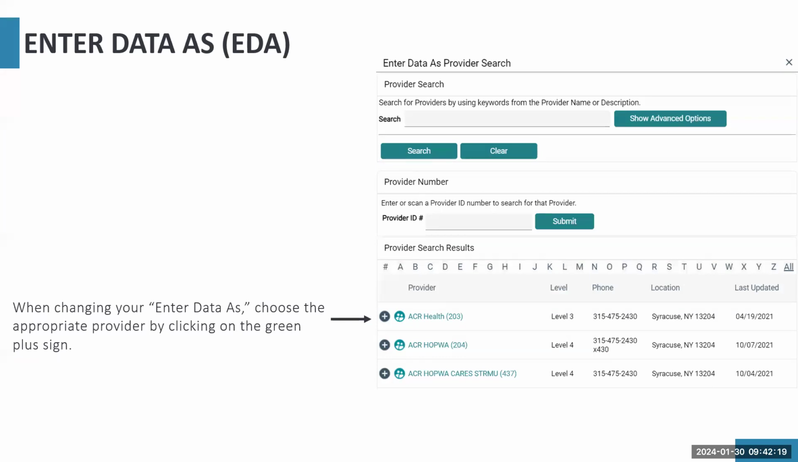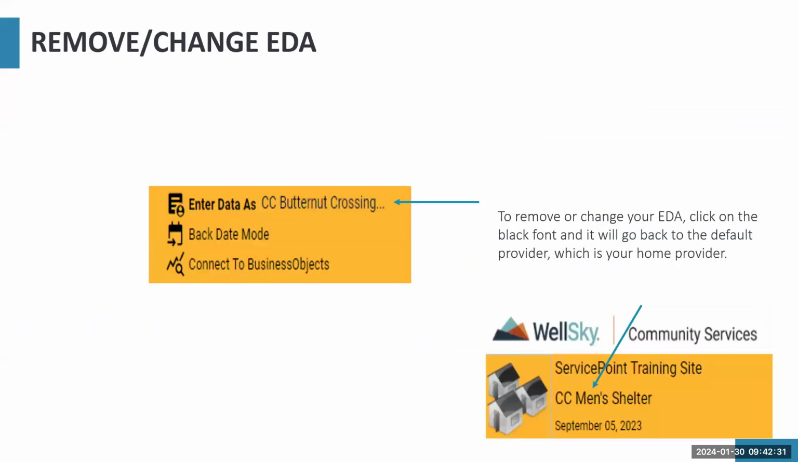When changing your enter data as within HMIS, simply click on the gray plus sign next to the provider name you want to use. Once you do that, you will see next to the phrase enter data as that project level provider, which is right above the backdate mode. To remove or change your enter data as provider back to your home provider, you will simply click on that project provider's name. So in this example, it's CC Butternut Crossing. Once you click on that name, it'll take you back out into your home provider. And in this example, it's CC Men's Shelter.